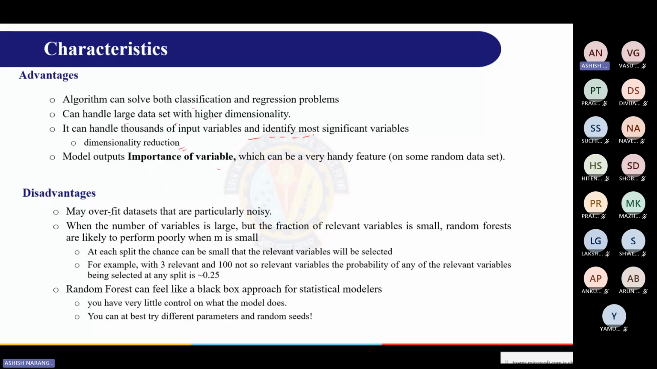What it may do is overfit data sets that are noisy. When the number of variables is large and the fraction of relevant variables is small, random forests are likely to perform poorly when m is small. Relevant variables are few, right? At each split, the chance that relevant variables will be selected can be as small as this. With 3 relevant and 100 not so relevant variables, the probability of any relevant variable being selected at any split is 0.025, that is 3 by 10.